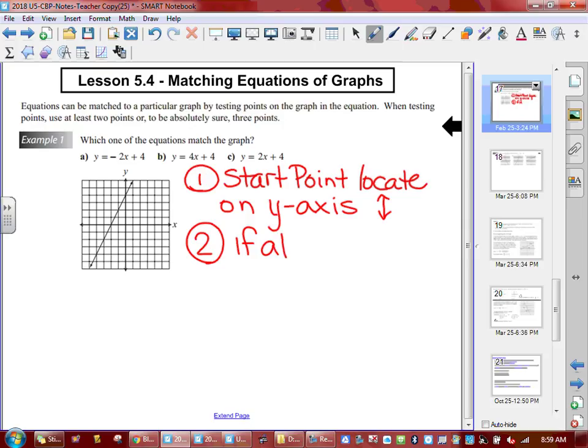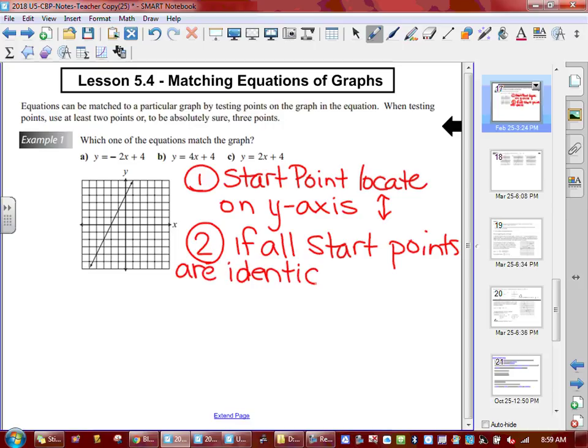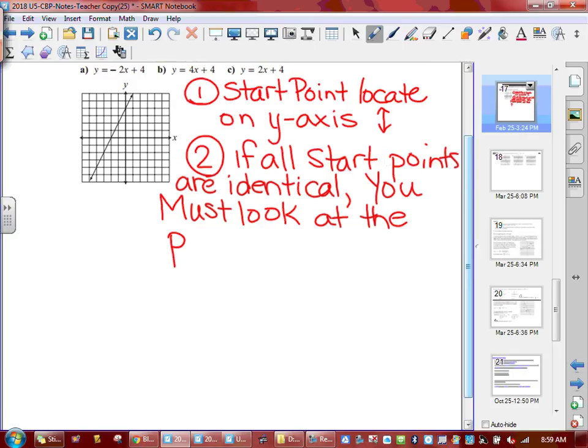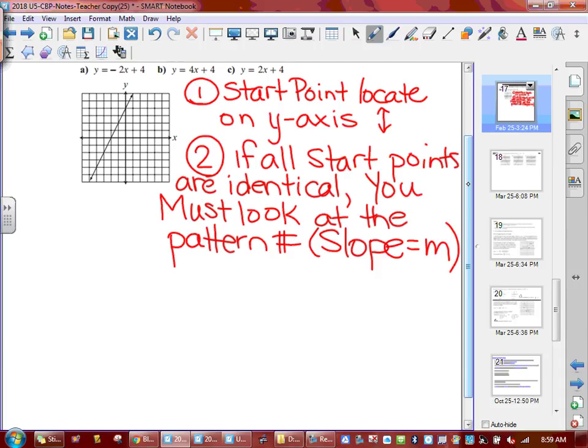If all start points are identical, you must look at the pattern number, which is also called the slope, which is equal to m now in our equation.